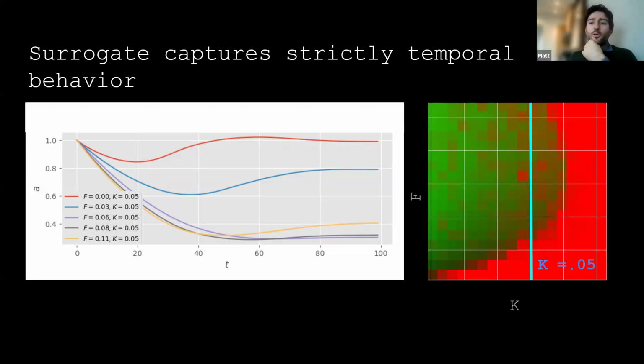And so to observe whether or not the velocity was also captured, namely the equilibrium behavior in time, what we did was we took the surrogate model, and then we evaluated it along a line of parameters. This cyan line at k equals 0.05. And at each case, we let the model run, and we observed not only its final state, but also what it was doing when it got there.